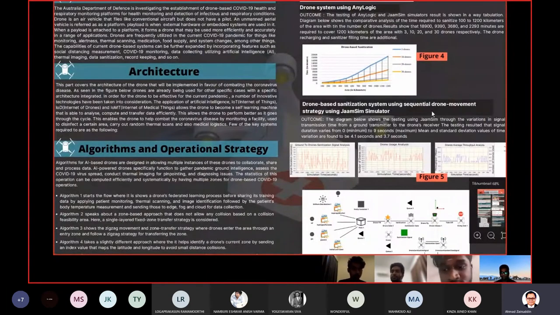The testing of this AnyLogic drone, shown in a tabulation, was very successful, because the graph below is a comparative analysis of the time required to sanitize this area. If we see, a short time is required to cover small areas. As the time increases, the area the drone has to cover also increases.